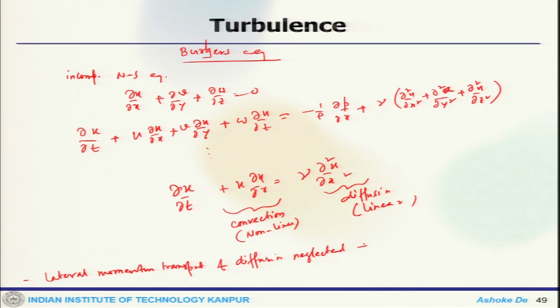So, from the x momentum equation, it retains the unsteady term, then the first convection term, and the terms corresponding to lateral momentum transport and diffusion are neglected, plus the pressure gradient term also. So, once we neglect these terms, we get this equation, which is known as the Burgers equation.